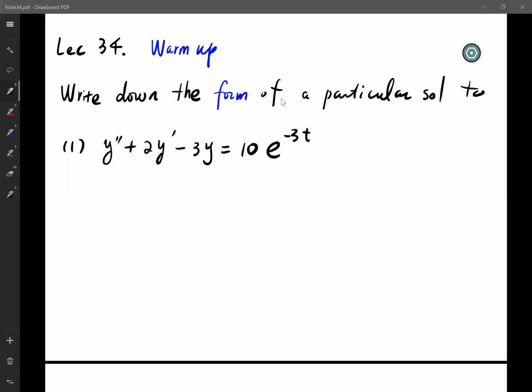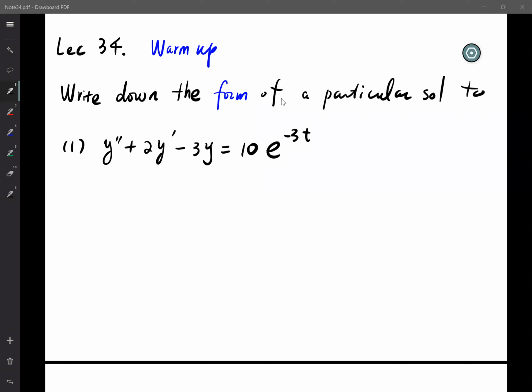Okay, good afternoon. Today we're going to continue talking about the solution of differential equations. Especially, we're going to talk about high order differential equations briefly, and then the connection between high order differential equations and first order differential equations. Before that, we first do a warm-up problem.